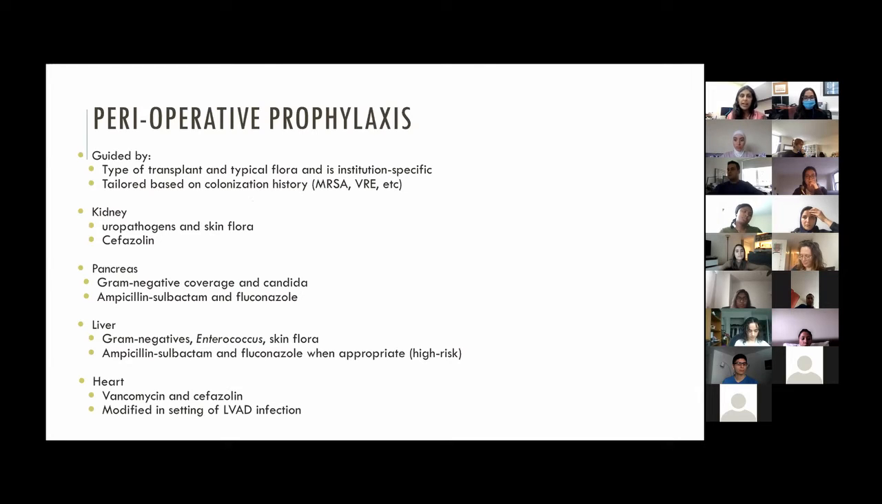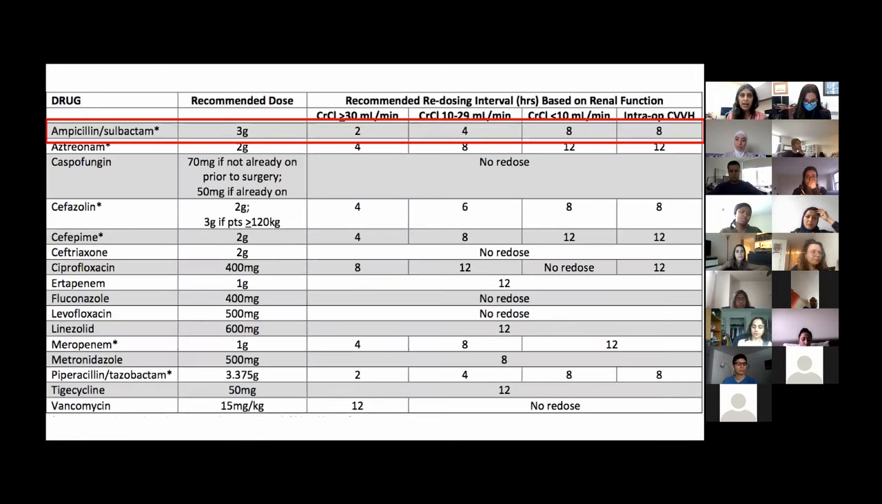So here at Sinai, our kidney transplant recipients get cefazolin, primarily to cover uropathogens. Our pancreas transplant recipients get ampicillin-sulbactam and fluconazole for gram-negative coverage and Candida. Our liver recipients get gram-negative and Enterococcus coverage with ampicillin-sulbactam and fluconazole when appropriate, and we'll talk about that. And for our heart recipients, we're thinking about mostly covering staph because that's where the incision is, so skin incisions mostly. But like I said, we also modify in the setting of what bugs a patient may be colonized with.